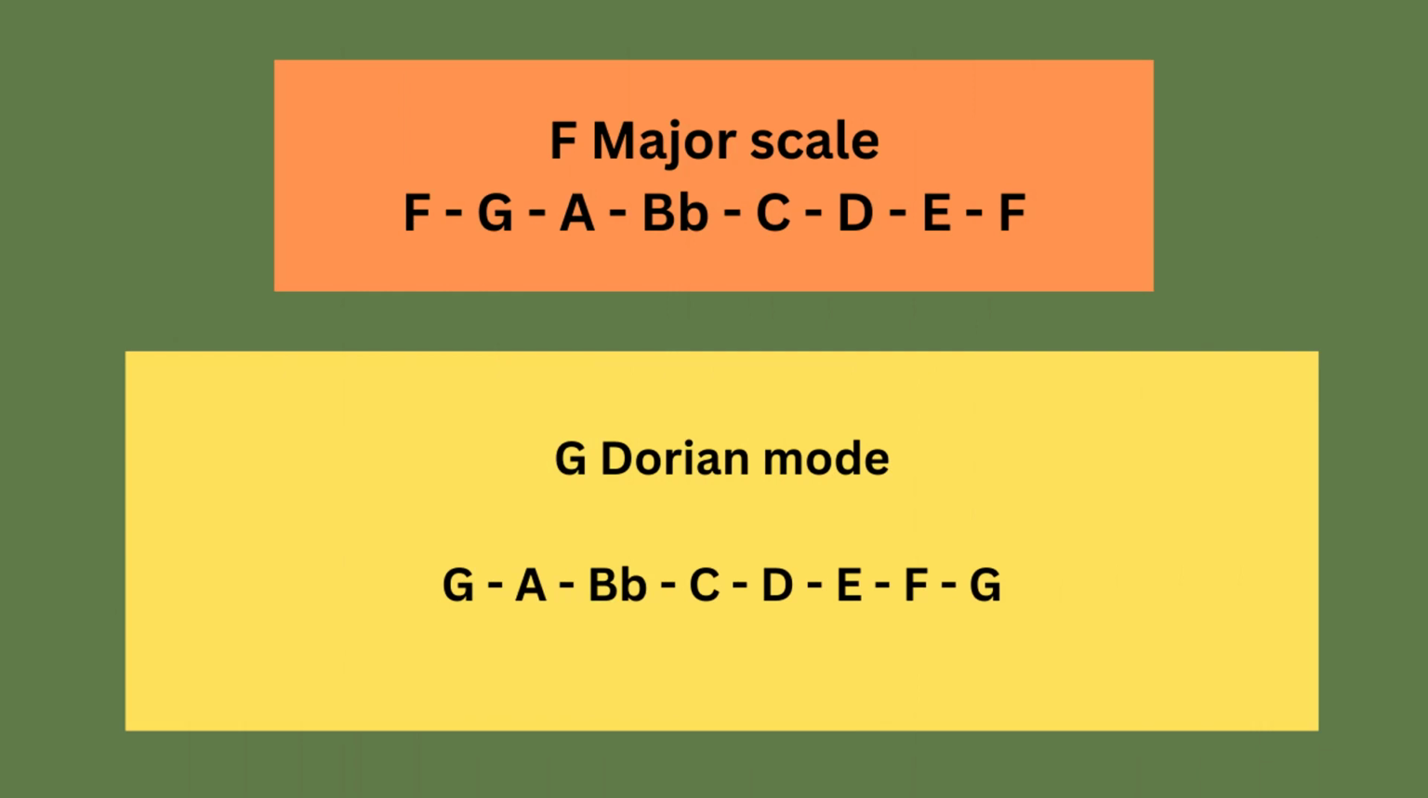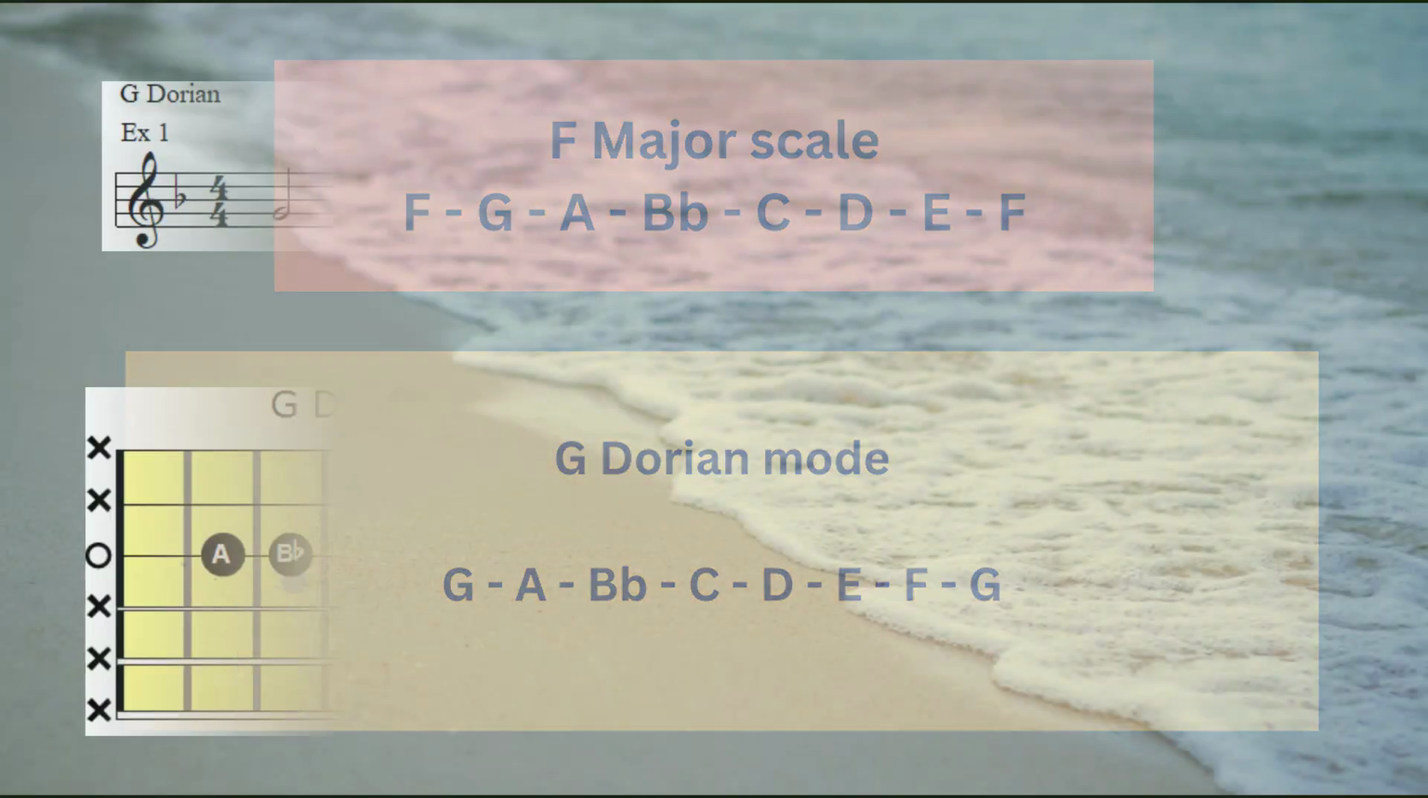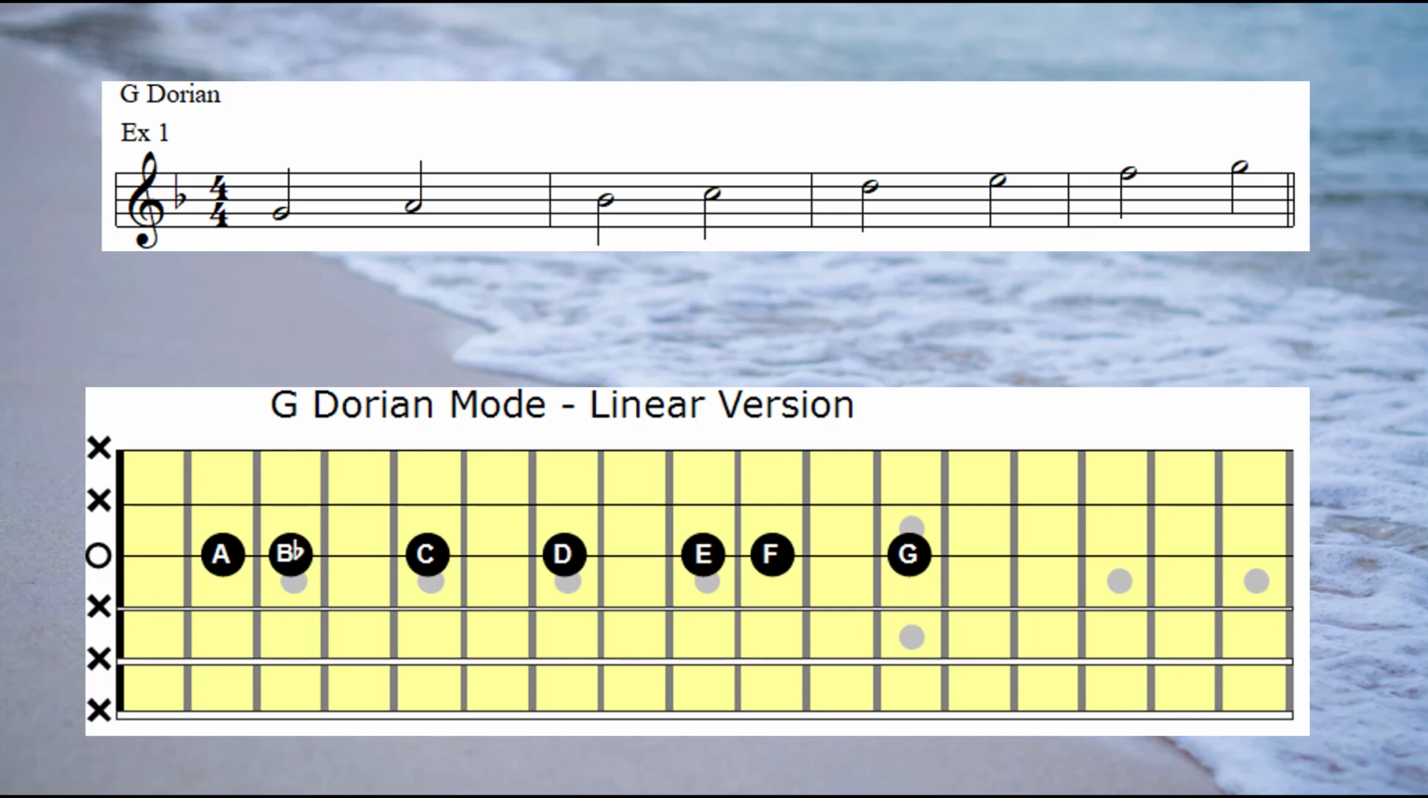In this session we will be creating quartal triads from the G Dorian mode. And that simply means that we'll be playing in the key of F, only starting on the second note. Let's play the G Dorian mode in linear fashion along the third string of the guitar. Here we go.